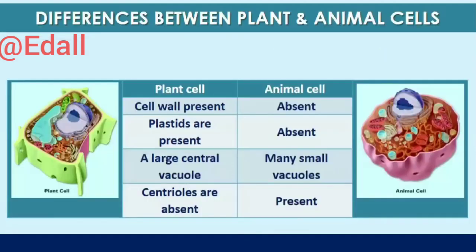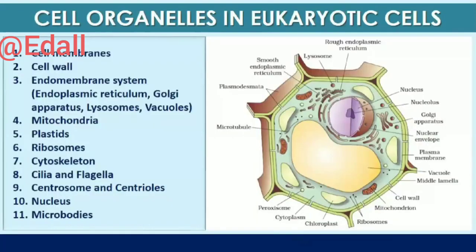All eukaryotic cells are not identical. Plant and animal cells are different, as the former possess cell walls, plastids and a large central vacuole which are absent in animal cells. On the other hand, animal cells have centrioles which are absent in almost all plant cells. Let us now look at individual cell organelles to understand their structure and functions.